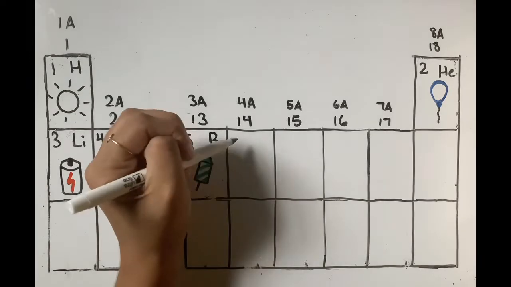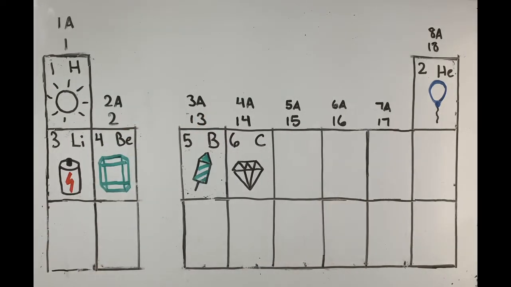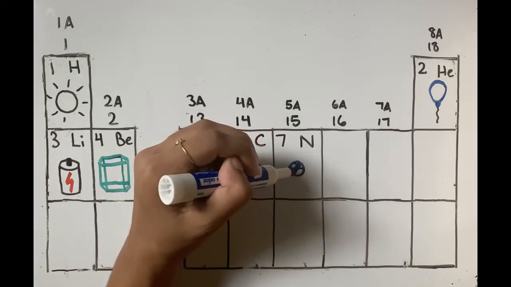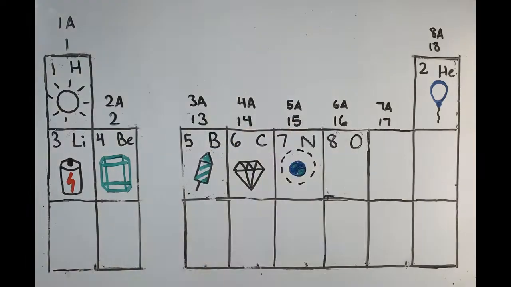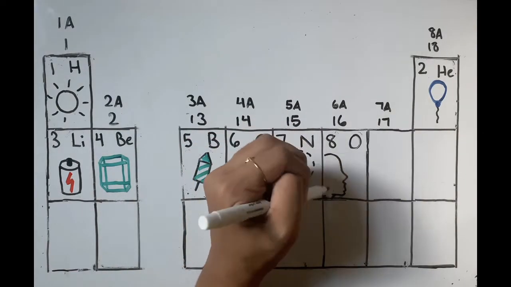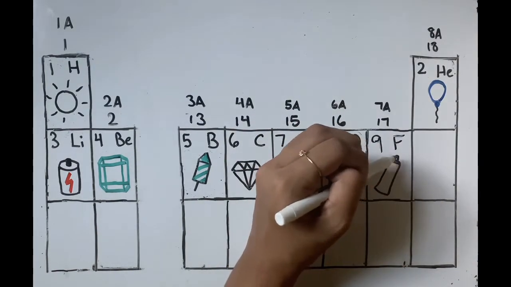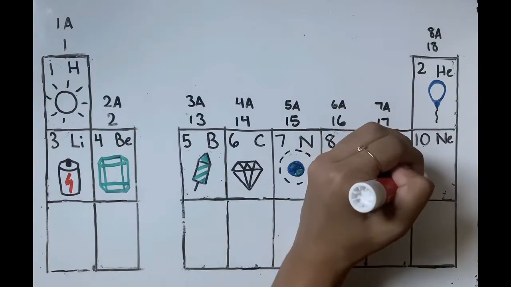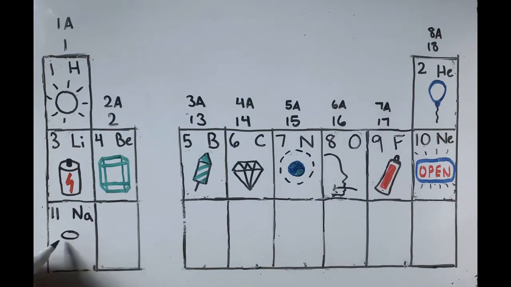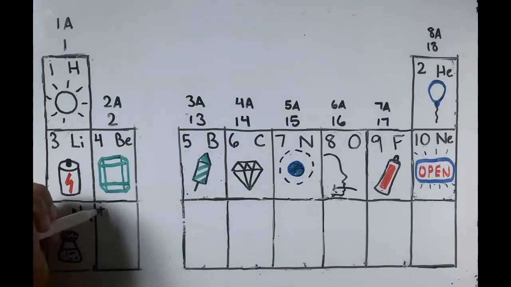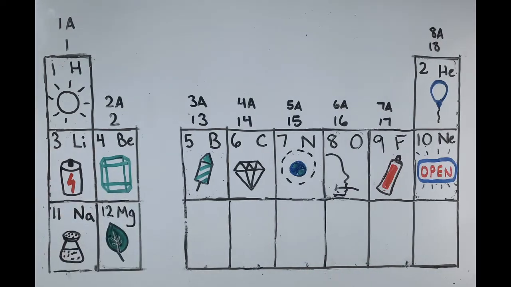Carbon is the stuff of life, and most people associate it with coal or diamonds. Then we have nitrogen, which makes up 78% of the Earth's atmosphere. Oxygen, as you probably already know, is the air that we as humans breathe. Fluorine is in our toothpaste. Neon is obviously found in neon lights. Then we have sodium, which is in salt, and magnesium, which is in chlorophyll, giving leaves their green color.